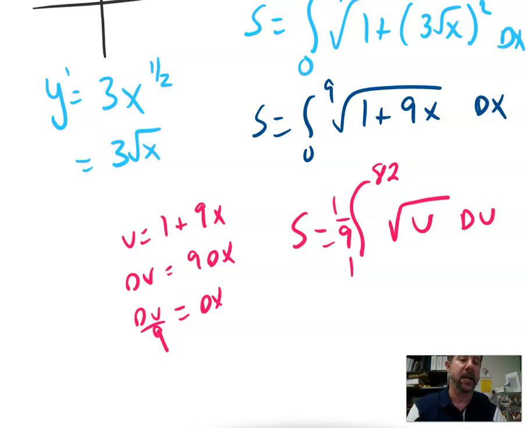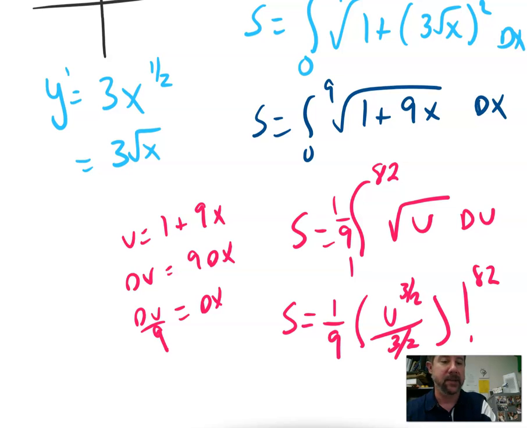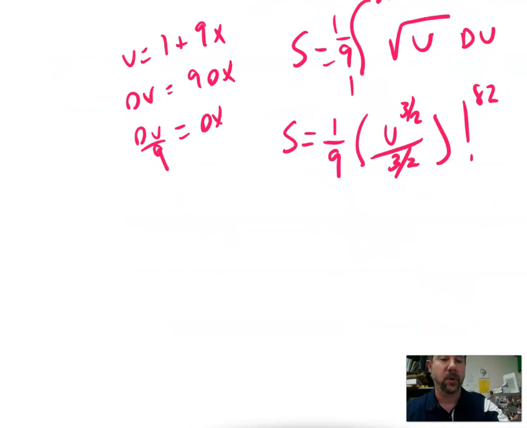I can pull that 1/9 out in the very front. I got excited about remembering about my limits. So this is s equals, and now that's easy to integrate. 1/9, the antiderivative of the square root of u, or u to the 1/2, is u to the 3/2 over 3/2, from 1 to 82.